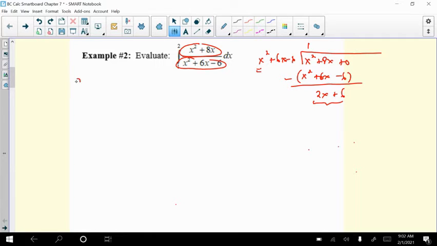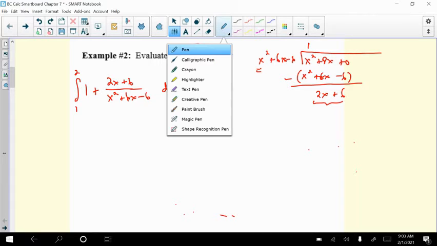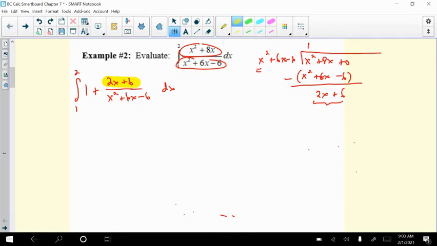So our problem can be written as an equivalent problem, the integral from 1 to 2 of (1 plus 2x plus 6) divided by (x squared plus 6x minus 6). And so I've appropriately simplified this. Again, looking at the degree of your numerator, it's linear. The degree of the denominator is quadratic, so it's one less. And anytime it's one less, check a u substitution. Maybe it's going to work out perfectly, and it actually does.